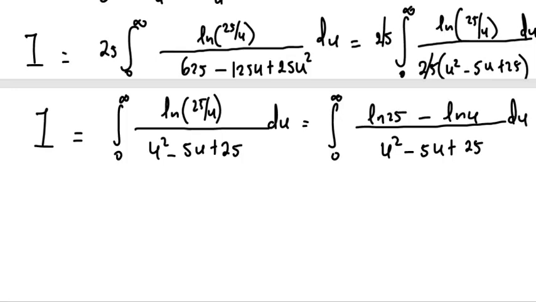Now we're going to split the numerator, and we're going to replace u with x, since u is just a dummy variable, okay? So I is going to be equal to the integral from 0 to infinity.